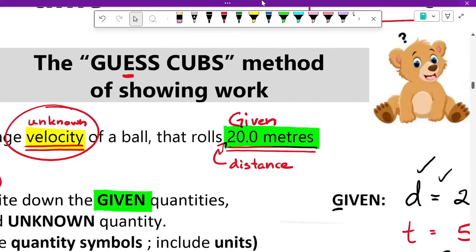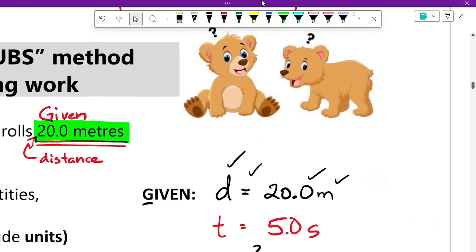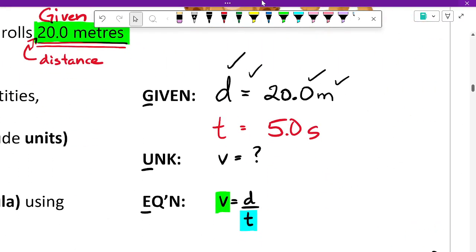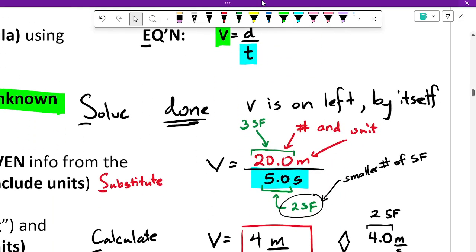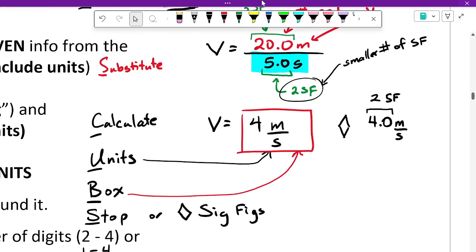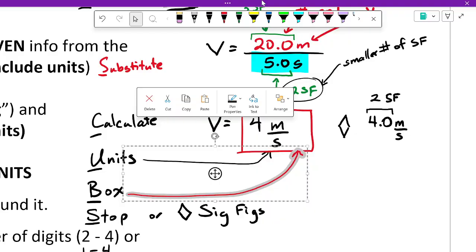But what I really want is for you to get in the habit of writing out your given, your unknown, your equation, solving the equation, substituting with units, doing the calculation, making sure your answer has units and a box and the correct number of digits. Okay? And the reason I want that is, number one, for the person who's marking it, it makes it so nice for me as a marker to see a box.